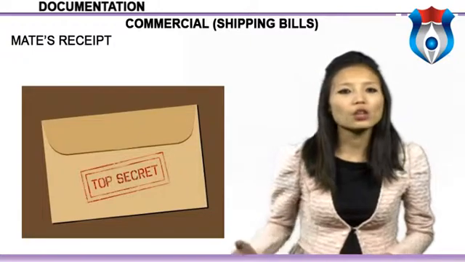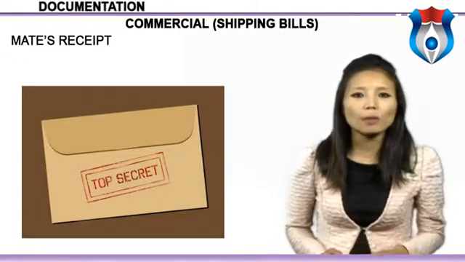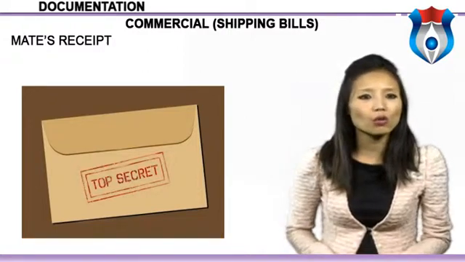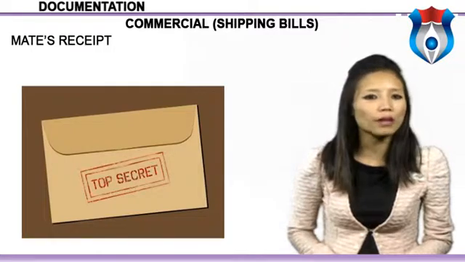In modern days, the document known as a mate's receipt is not often signed by the mate of the ship, but by some person in the shore office of the shipping company or its agent, although the name of the document remains the same.